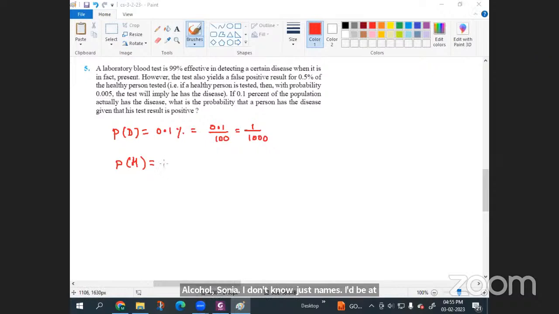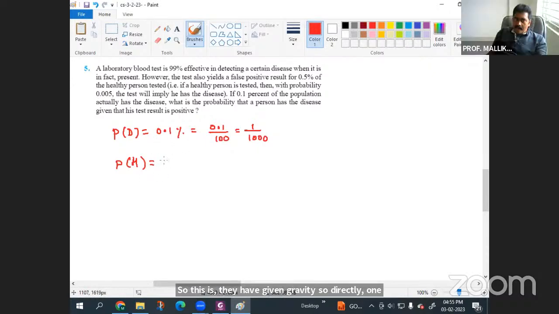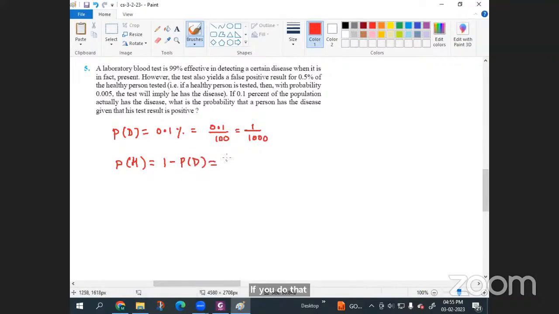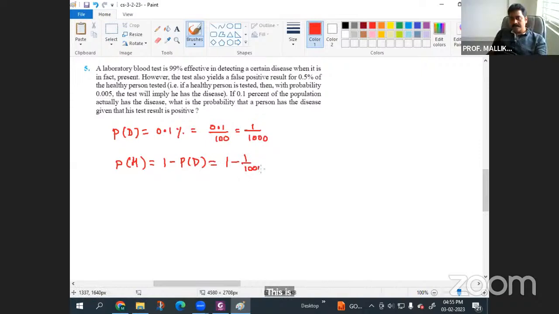So the disease probability they have given. So directly, 1 minus, if we do that. Yeah, 1 minus the probability of diseased equals 1 minus 1 by 1000, which equals 999 by 1000. Don't simplify, keep it as it is.